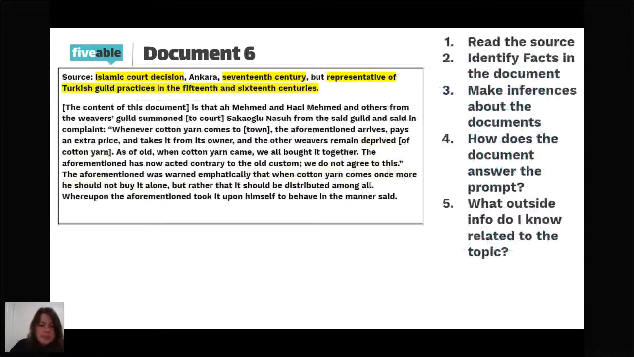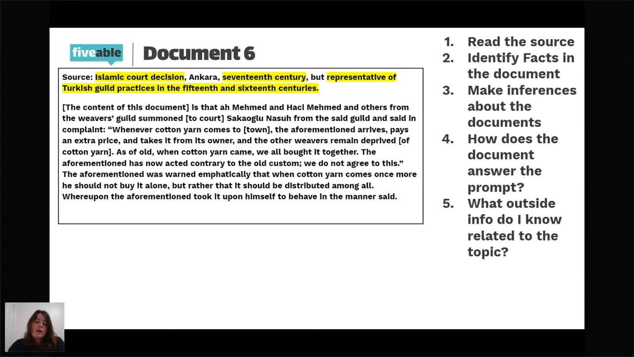Okay, document 6 is a little bit shorter. Our source: Islamic court decision. Oh yeah, this was a tricky one again. We've got another Muslim document here. Islamic court decision in Ankara, 17th century. So this is quite a bit later, the 1600s, but representative of Turkish guild practices in the 15th and 16th centuries.